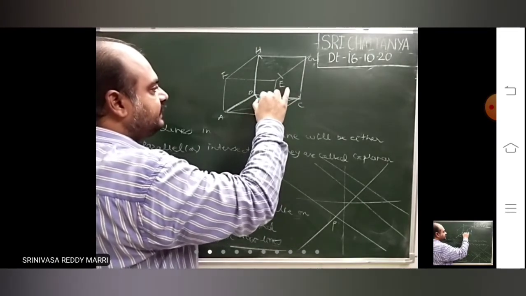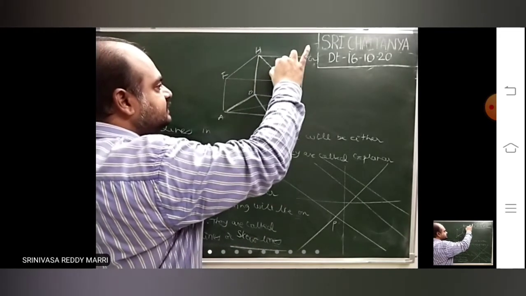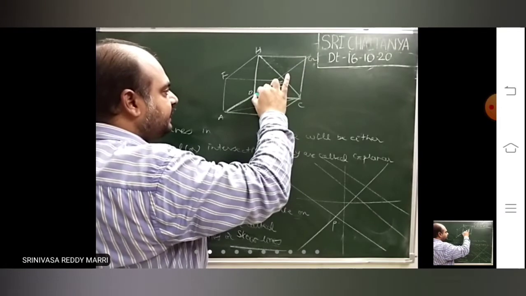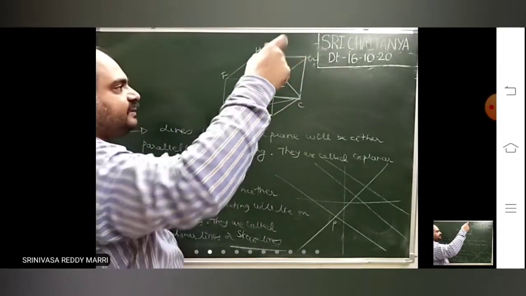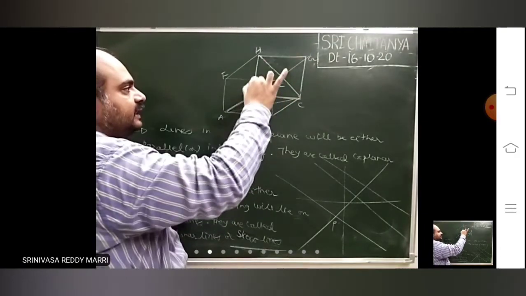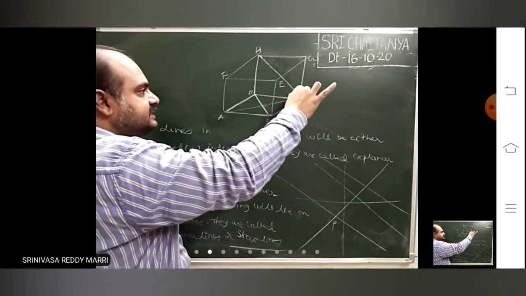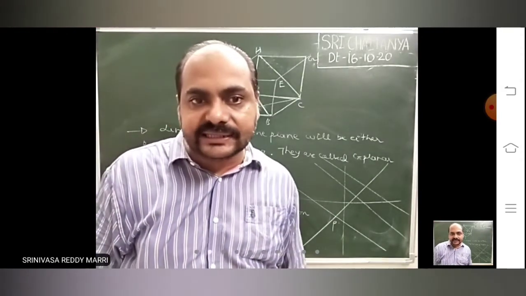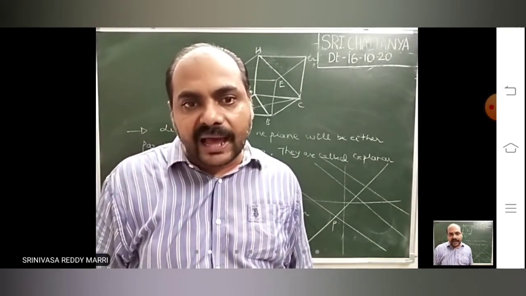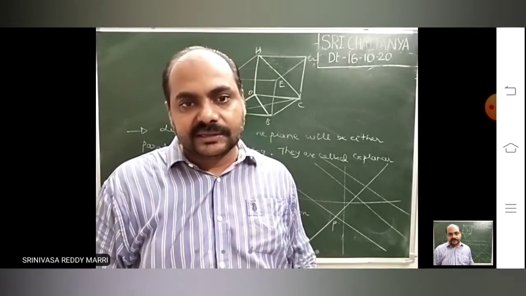Look at this, BD and CH, you draw. BD is one line, and these are not parallel. Face will be their face. Look at BD and CH. They will neither intersect nor be parallel. They lie in different planes.